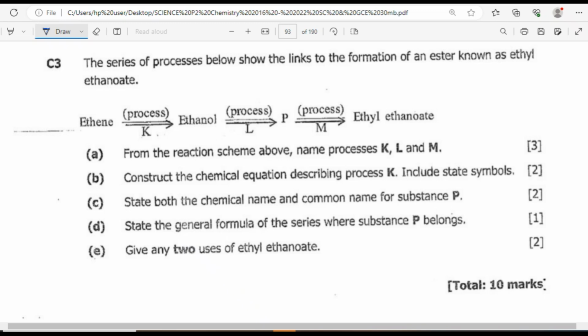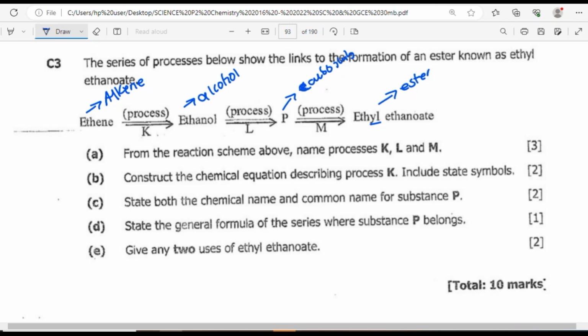So let's look at this one. Here we know that this is an alkene. Then this is an alkanol, or we'll just use the common name, alcohol. So P should be a carboxylic acid. Then this one is an ester. Whenever you see ethyl, propyl, methyl, that's an ester.